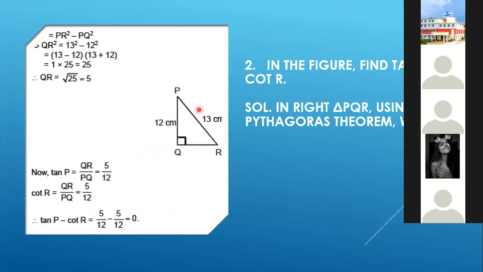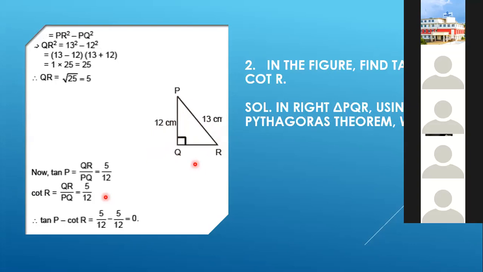So once again, I'll repeat. Even in this triangle only two sides are given. First, we need to find the third side. The square of the hypotenuse is equal to the sum of the squares of the other two sides. So PR square is equal to PQ square plus QR square. PR square is 169 minus 144. We are getting QR square as 25. So QR value is root 25.